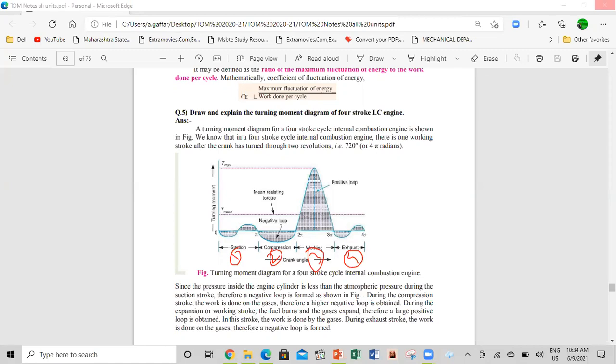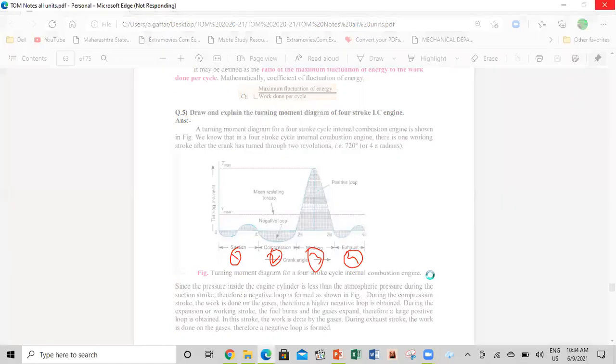Okay, what are the applications? What are the applications of flywheel? Where is flywheel used? First one is IC engine, in two stroke or four stroke. Okay.